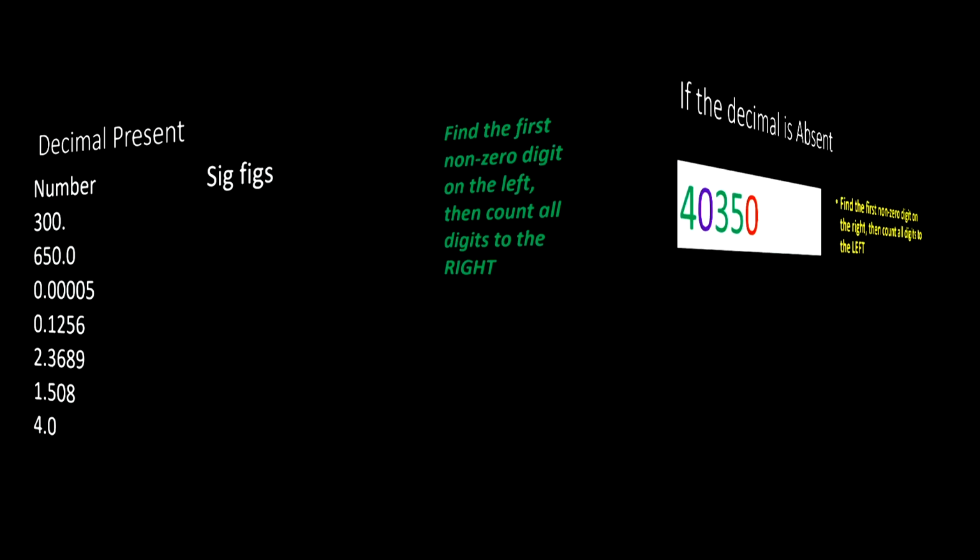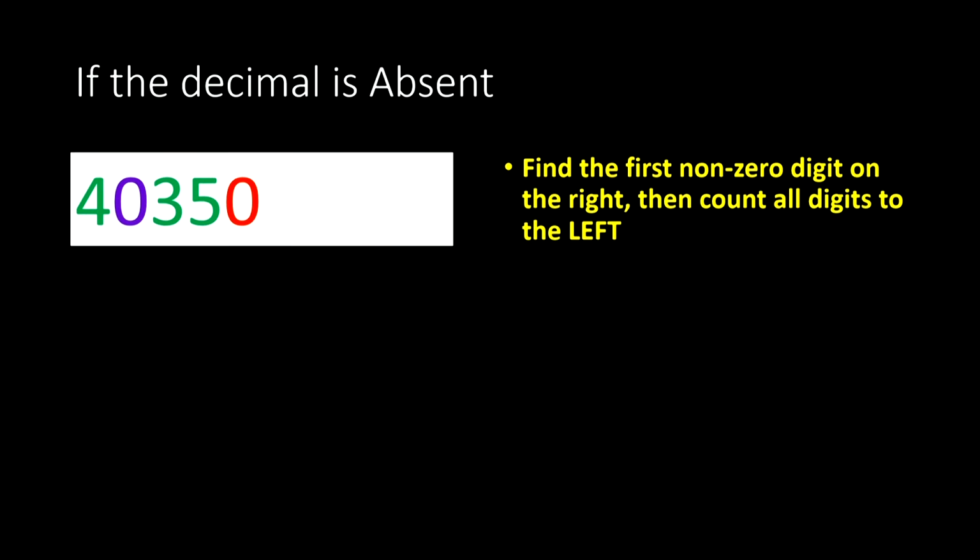Okay, let's move over to what happens when the decimal point is absent. When the decimal point is absent, we're going to actually go in reverse. So we're going to underline the first non-zero digit, and we're going to go in reverse. So we have the 5, the 3, the 0, and the 4. That means that we have a total of 4 sig figs in this number. There is no decimal point, so therefore your trailing zero does not count. So you can put an X through that if you want to.